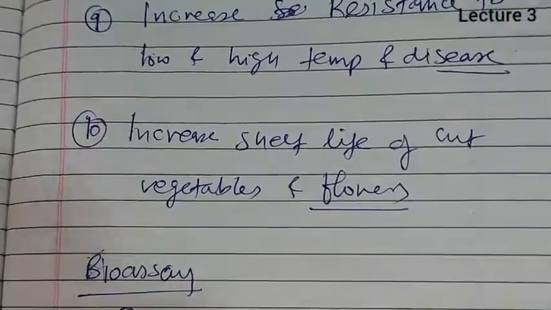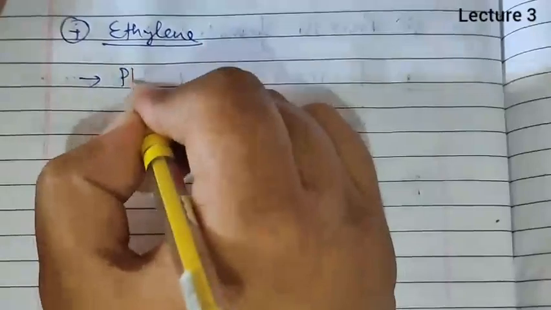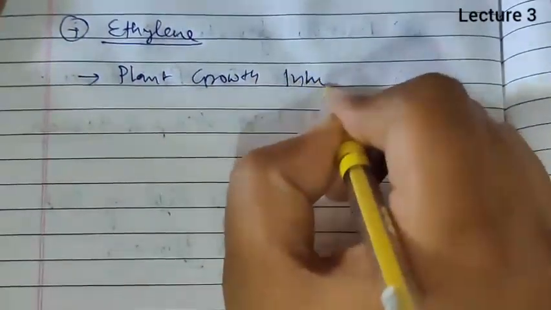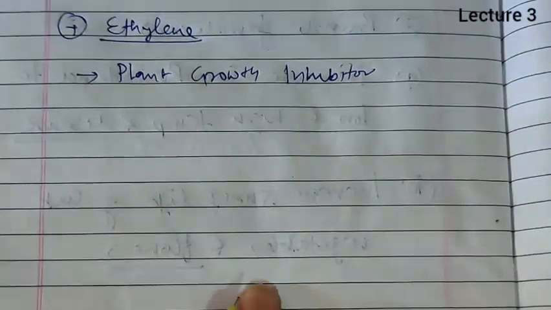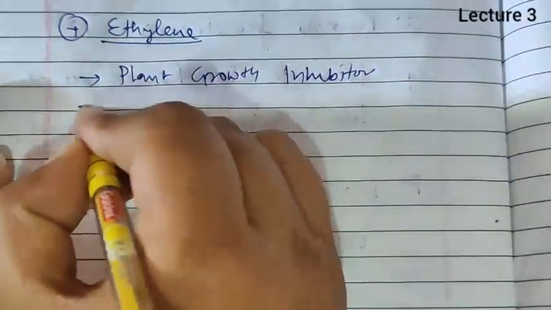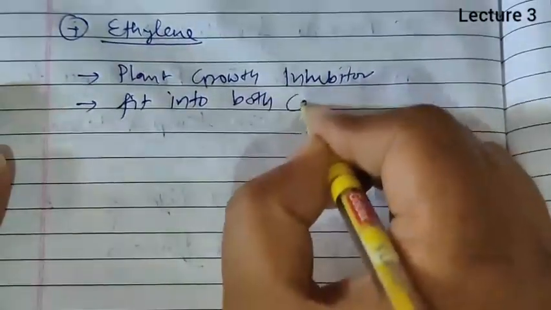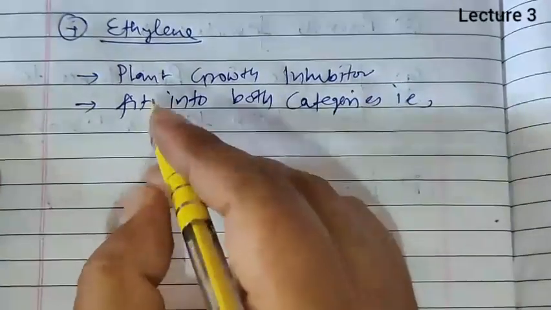Now after this we are going to talk about ethylene. Next we talk about another plant hormone, that is ethylene. This is a plant hormone which is actually a plant growth inhibitor, but it has some promoting activities also, so it fits into both categories, that is promoters as well as inhibitors.